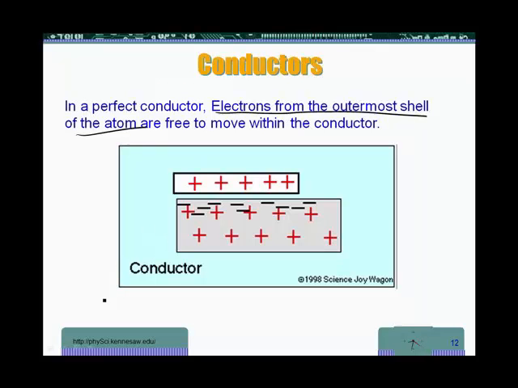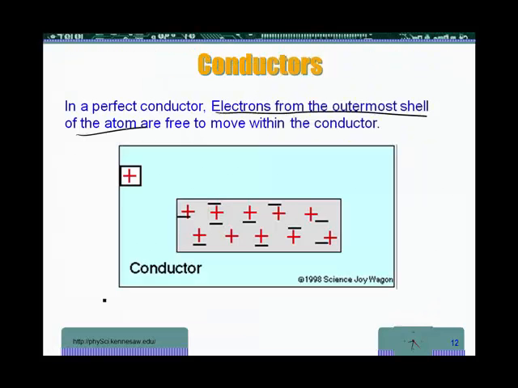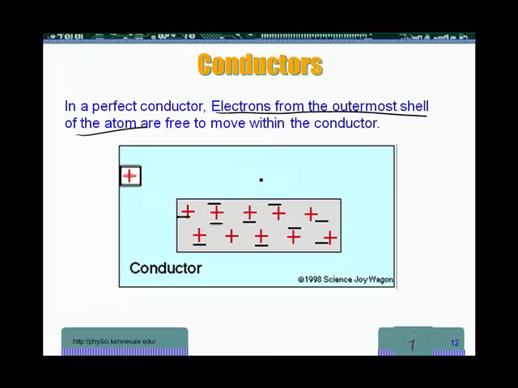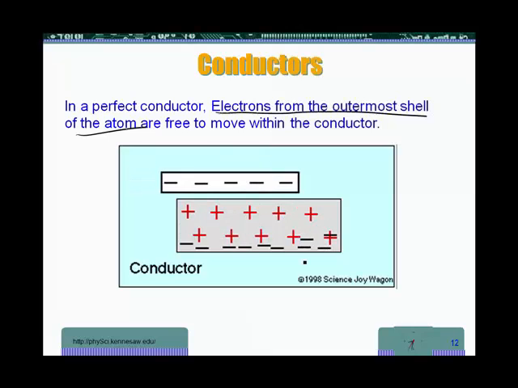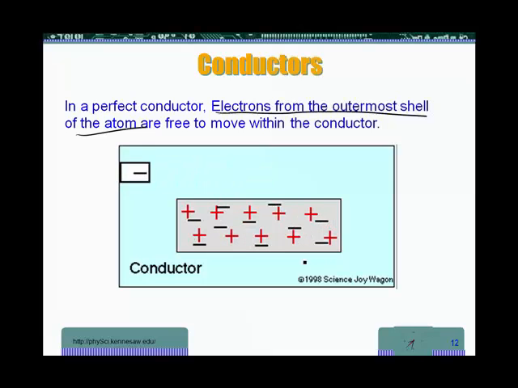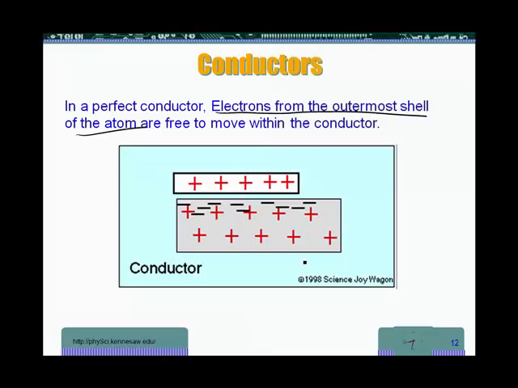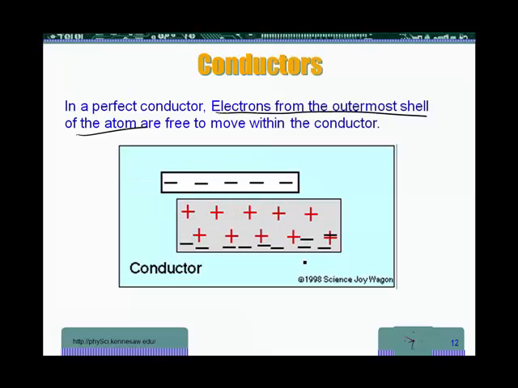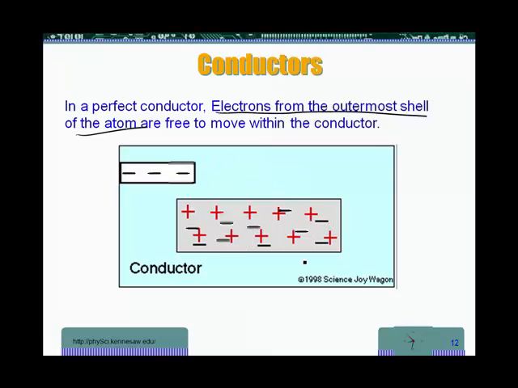As you notice here, if we approach a positive charge to a conductor, then the negative charges are going to be attracted to that positive charge. If we approach a negative charge instead, the negative charges are going to be repelled by that charge. Now you notice we didn't touch it in any of these cases.